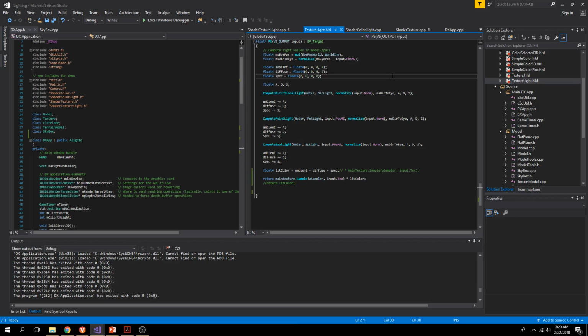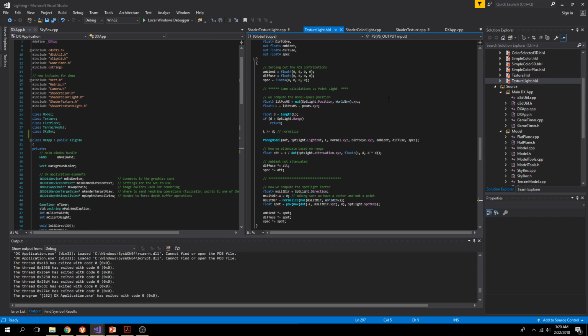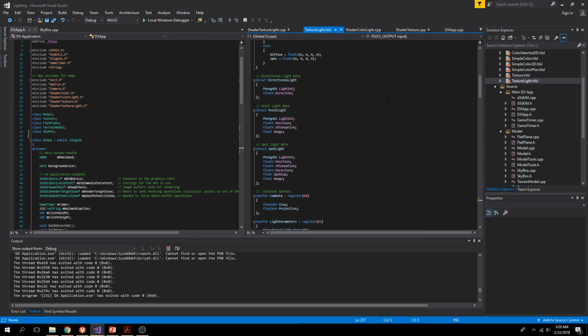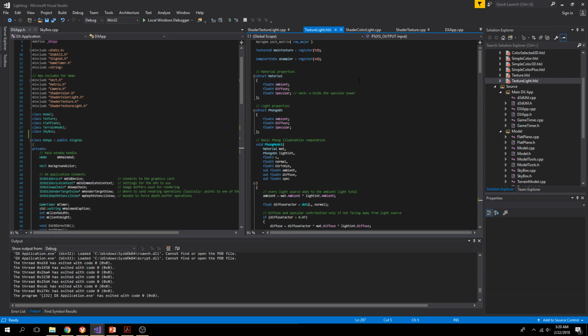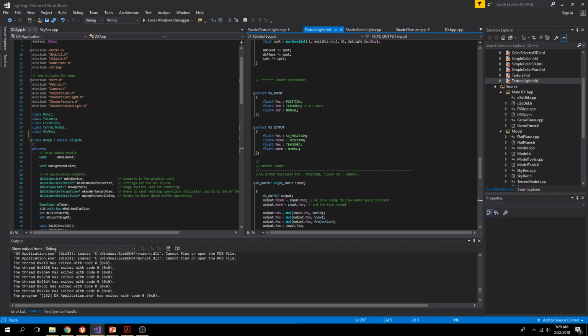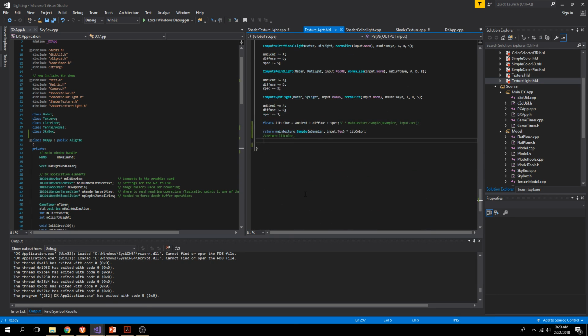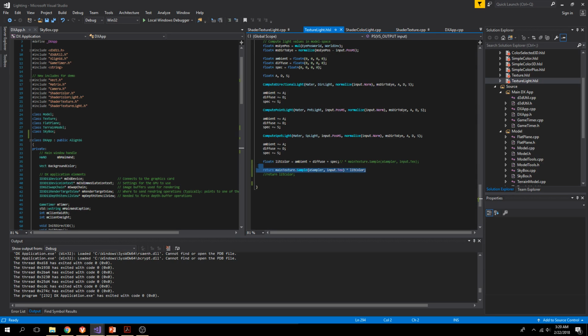So I'll start with my texture light. It's pretty much just the same as the color lighting. The only difference is I'm also passing in stuff for the texture, changing the input and output, and multiplying the texture color by the calculated light color at the end. But aside from that, it's pretty much exactly like color light.